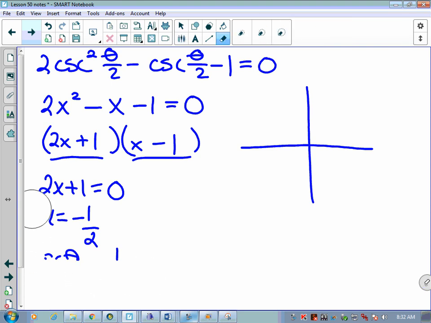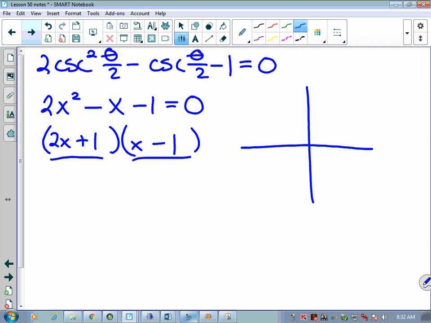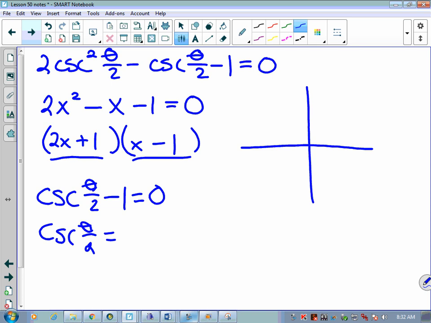Yeah, and I'm not saying that it's wrong, it's just that sometimes you have to flip your brain around when you're used to doing something a certain way. In fact, let's start off with an easier one. Let's start off with this x minus 1. Okay? So we've got cosecant theta over 2 minus 1 equals 0. So we're getting cosecant theta over 2 equals positive 1, right?